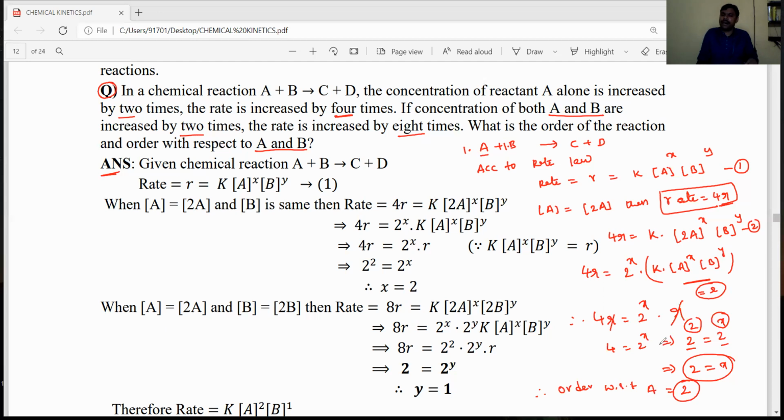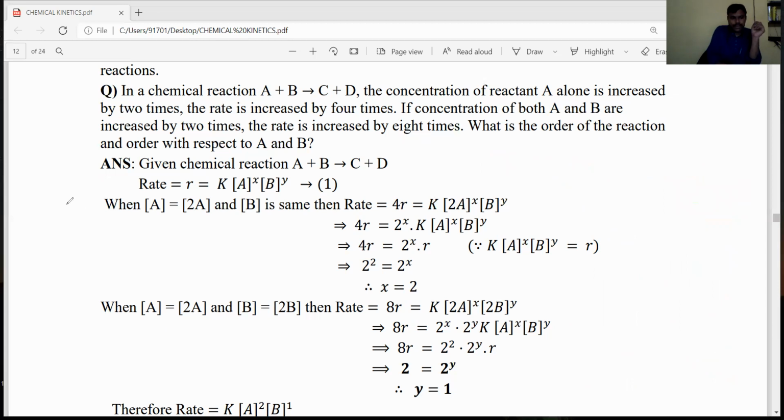But we need to find the order with respect to B. How do we find it? By using the second data. Let's see the second data, dear students, case 1 and case 2. In case 1, the concentration of A is 2A and the concentration of B is the same. Then 4R is equal to 2 power x into K into concentration of A to the power x and concentration of B to the power y, which is nothing but R.